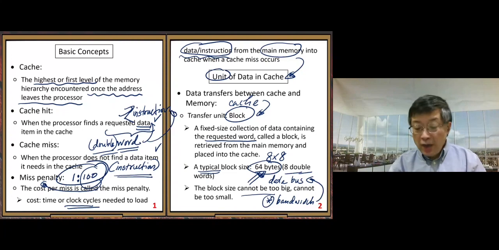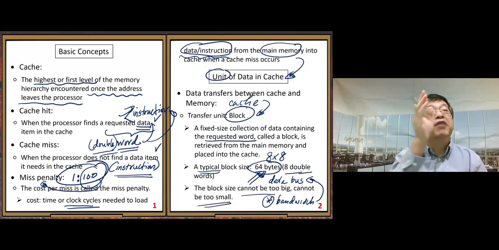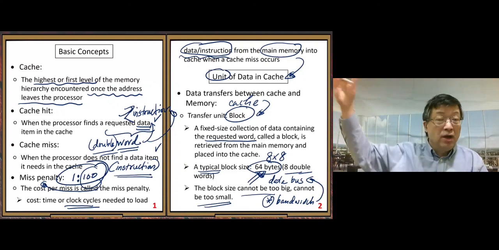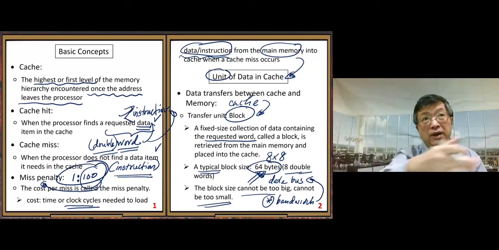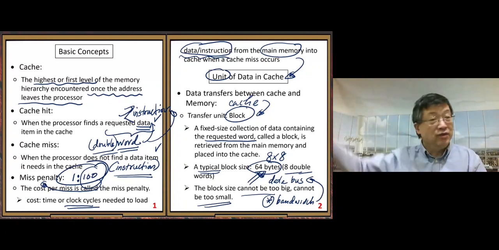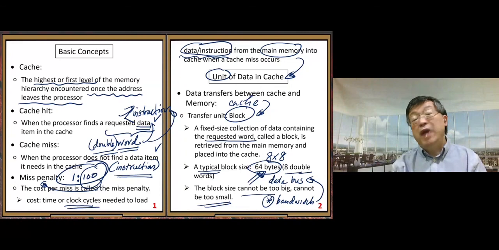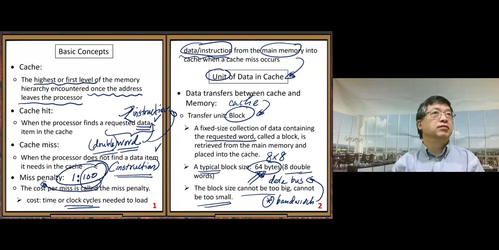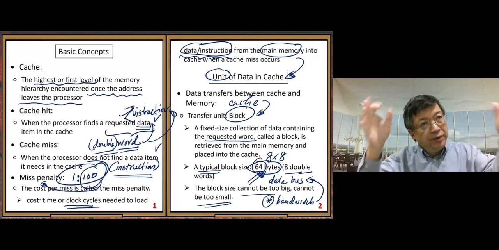It cannot be too small due to the efficiency issue. If it's too small, you may need too many round trips from cache to main memory. That will be very expensive. So somewhere in the middle is the best, and that is the 64 number. All right, so we finished our 8.2 here.